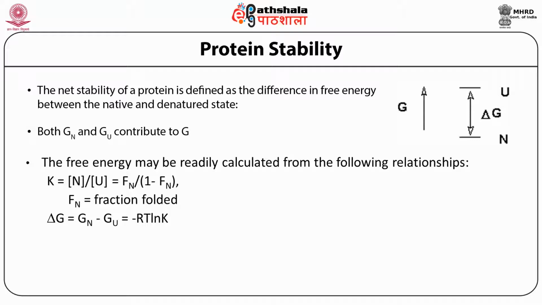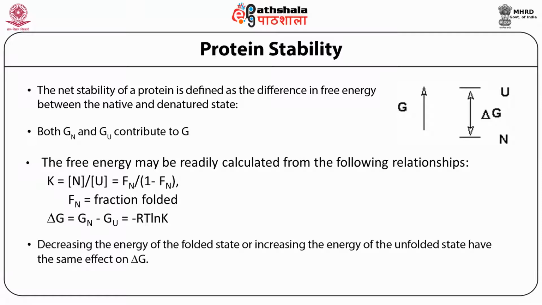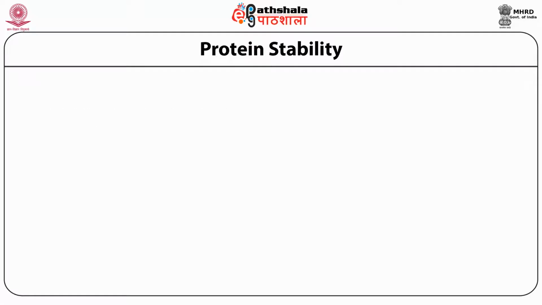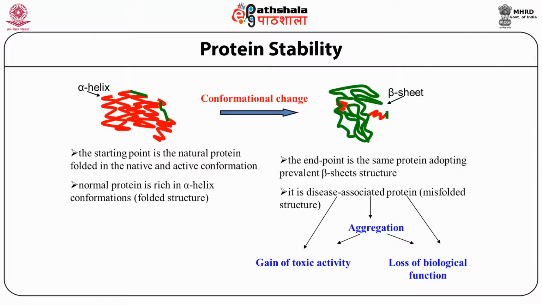K is the equilibrium constant between the native and unfolded state of the protein. So decreasing the energy of the folded state or increasing the energy of the unfolded state have the same effect on the delta G. Here we discuss how the transition between the two types of secondary structure occurs, from alpha helical to beta sheet.